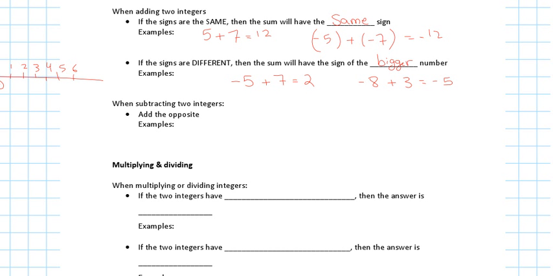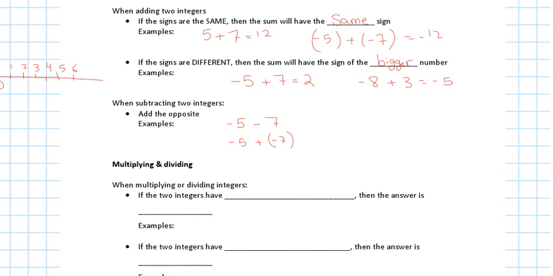I really don't like this next statement, okay? I'm not a big fan of the rule "when subtracting two integers, add the opposite." The only reason we're given this is because we just looked at these two examples. What this is telling you is that if you have -5 minus 7, it's the same thing as -5 plus -7. So basically you're adding the opposite. I'm not a big fan of this method.